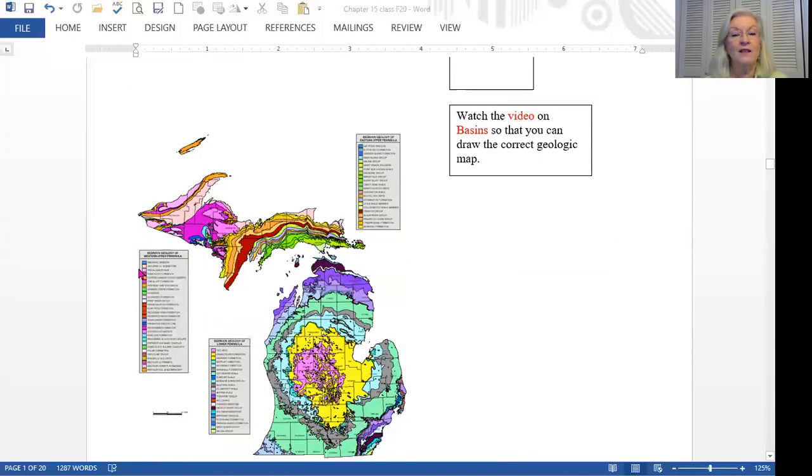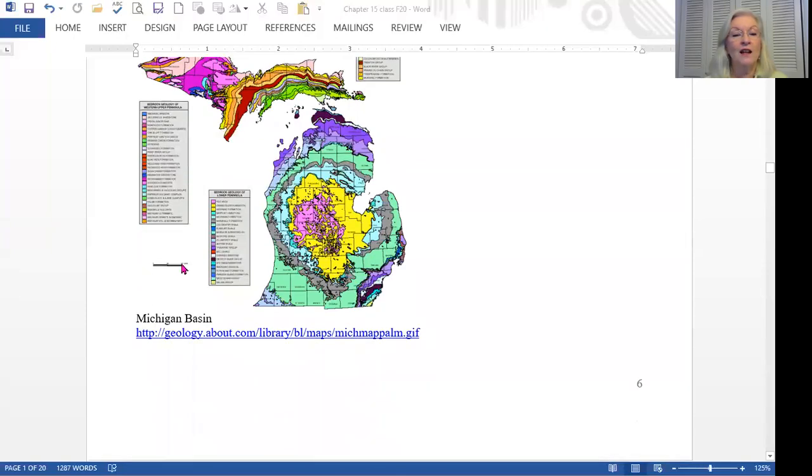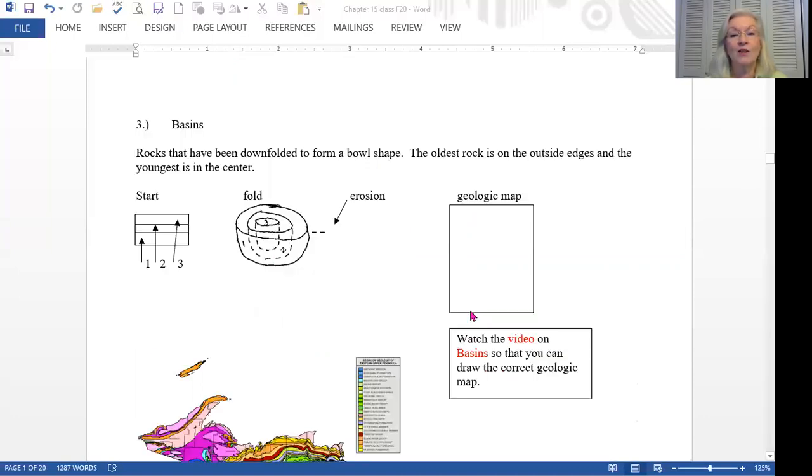Here is a graphic showing you a section of geologic map from Michigan. Here is the Upper Peninsula, UP, if you're there. And here it shows you the Michigan Basin, and you can see it looks like nested circles. So hopefully when you watch the video on basins, you'll understand where those nested circles come from.